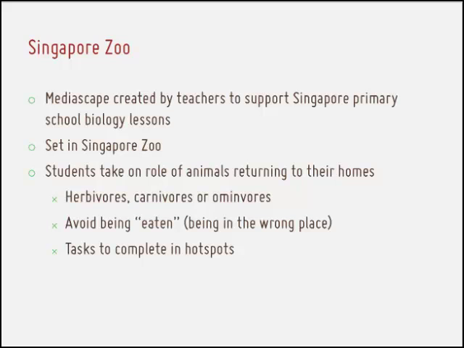The idea is that you are either a herbivore or a carnivore or an omnivore. If you're not a carnivore, you should try and not stand near a carnivore, otherwise you'll be eaten. You need to make sure that you're standing in locations where your food sources are present and so on. And it really was focusing very much on, I think, taxonomy, sorting, classifying, those basic biology concepts.